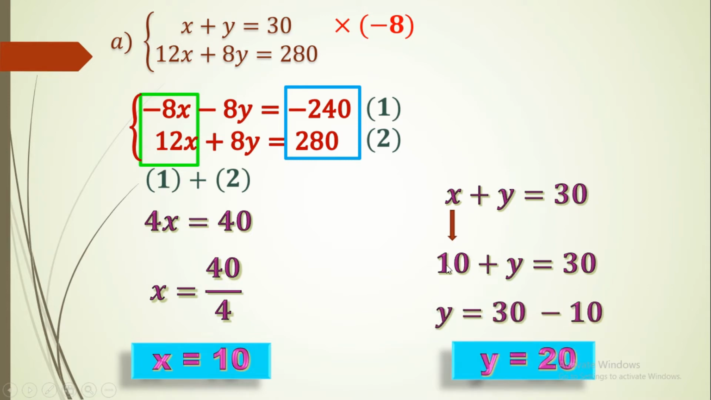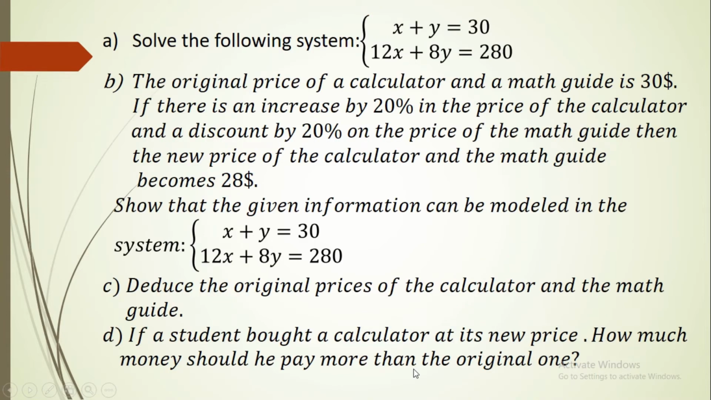When we move 10 to the other side, between them there's a plus, so we reverse the sign of 10, which is a plus. It becomes minus. Now y equals 30 minus 10, so y equals 20. So the solution of this system is x equals 10 and y equals 20.